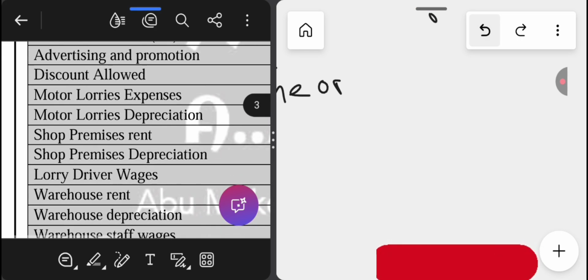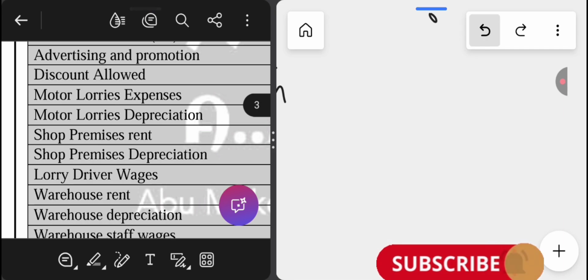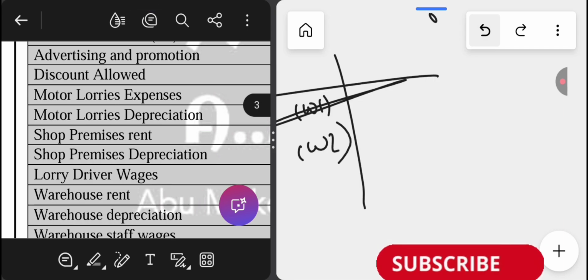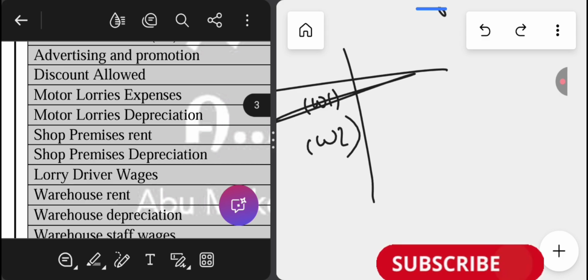Now let us come to motor lorries expenses. Many big companies own motor lorries, which are motor vehicles for distributing their products to consumers. For example, a person who distributes rice to shops or shopping centers like Shopno, Unimart.